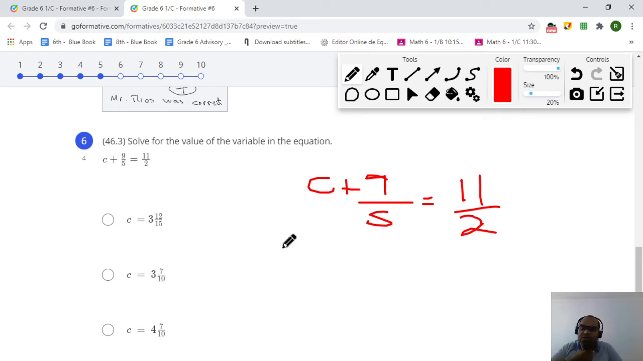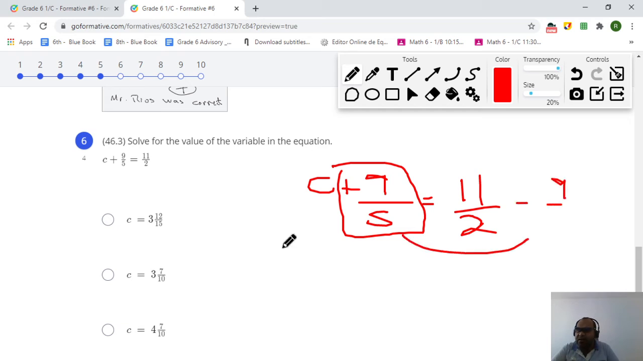So how do I solve here, Mr. Romeo? Where is my variable? Left hand side here. What is the math operation tied to the variable, guys? Adding 9/5. What is the opposite? Subtracting. Then let's subtract. Minus 9/5 on both sides.